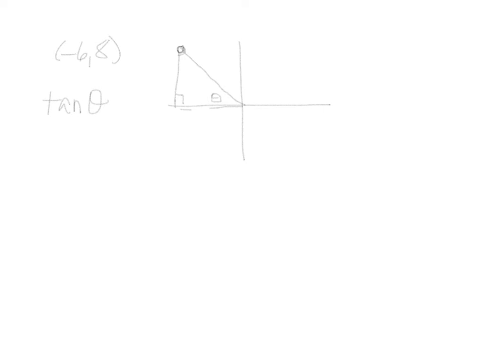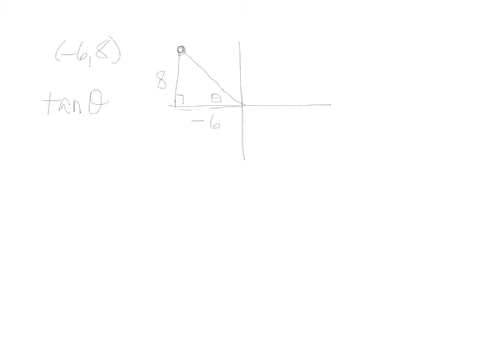Now put your two numbers on. We moved left, negative 6. So this number is negative 6. Moved up 8. So it's 8. Now, we would normally use Pythagorean's theorem to find the third side.